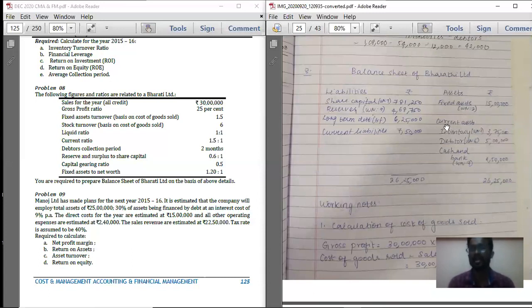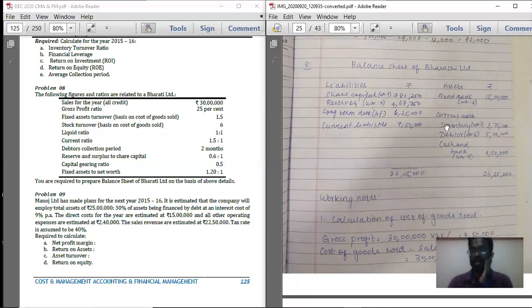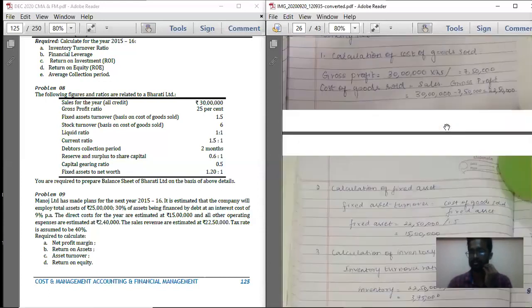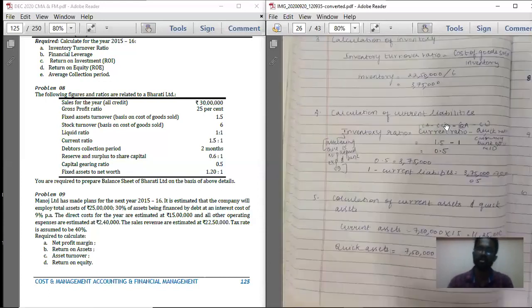So take that inventory to the balance sheet. Below that fixed asset, put current assets. Below current assets, inventory, within bracket working on number 3. Amount column 3,75,000. Now below that, point number 3, take down point number 4. Point number 4, calculation of current liabilities.